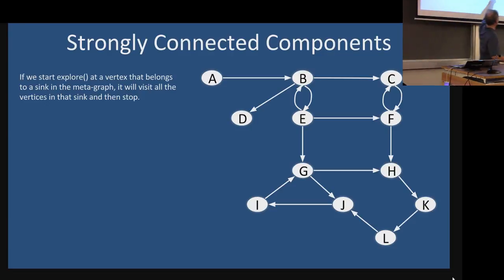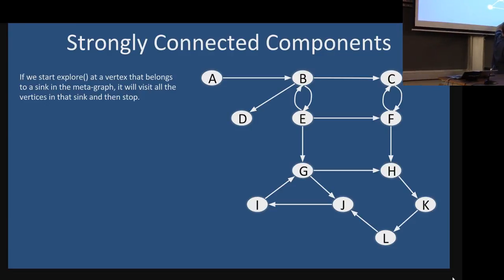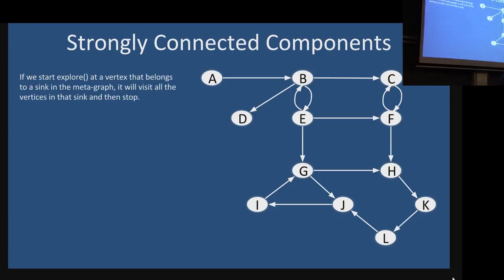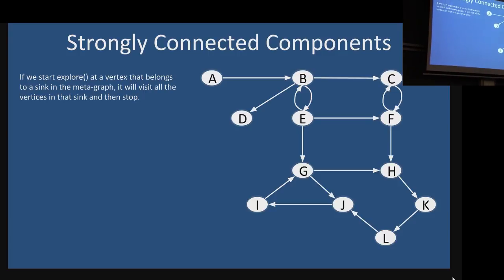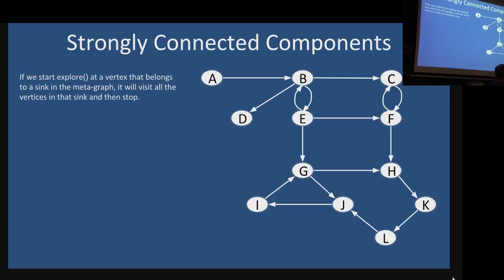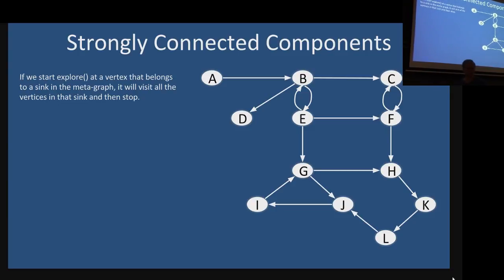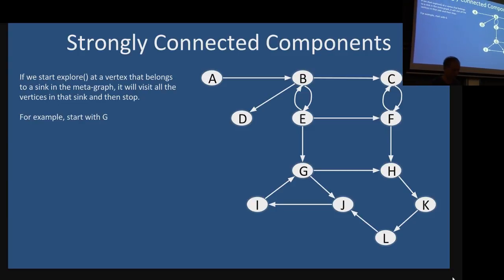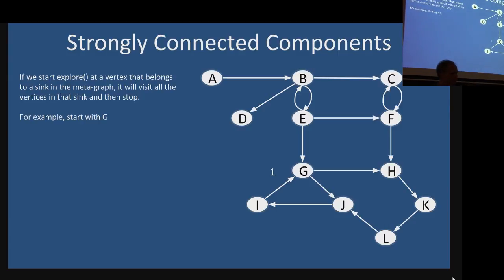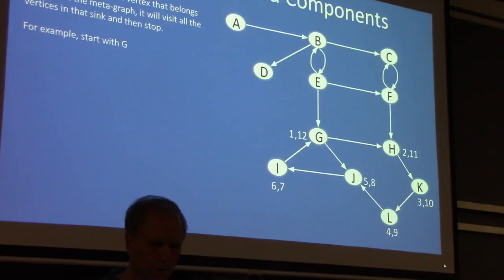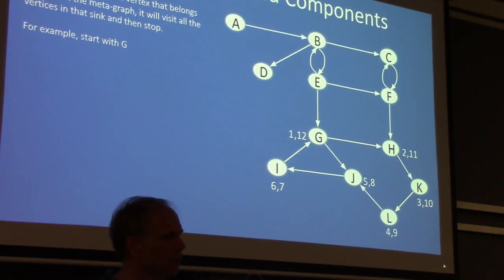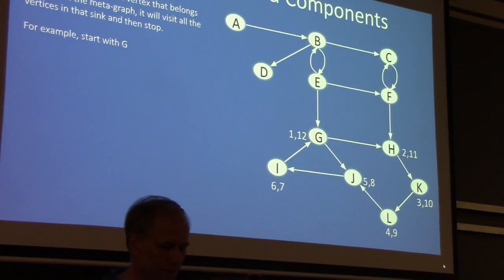This chunk at the bottom. And what if we just started searching at J? Would we touch any vertex outside of the meta vertex? No. You're sort of stuck. Okay, so that's an interesting observation. So let's look. We start with G here. We just do the depth first search, and we're done. Nowhere else to go. We've identified that we have stayed inside the meta vertex.